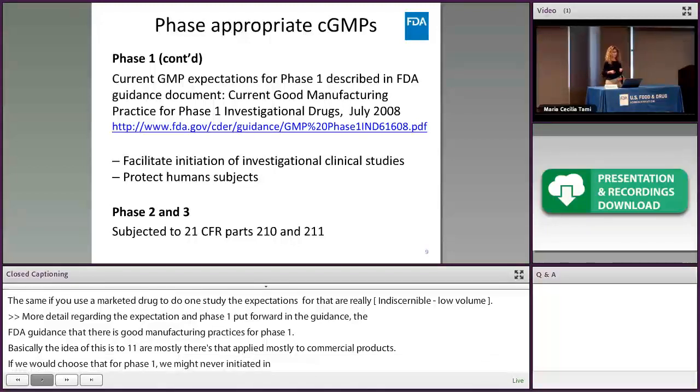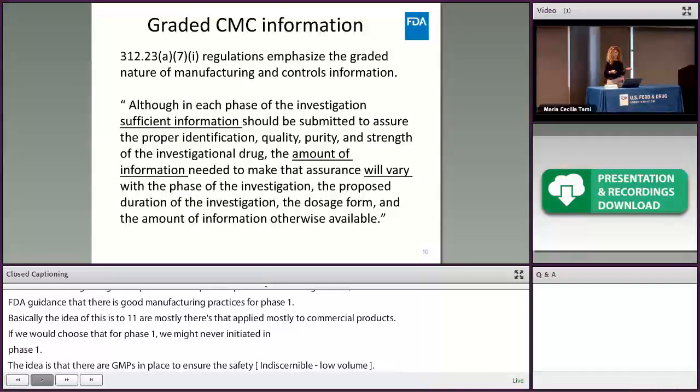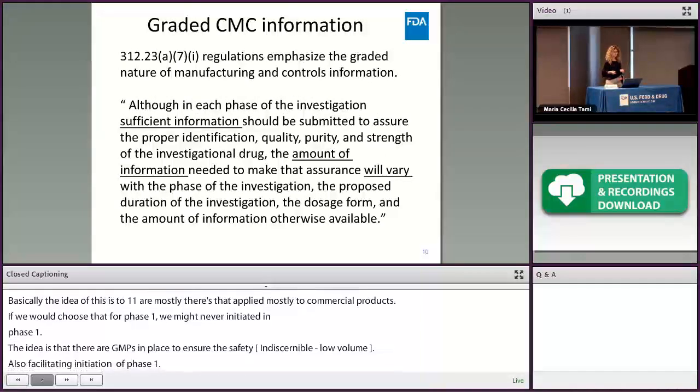And then for phase 2 and phase 3, full 210 and 211 are expected. So yesterday I talked to you about the fact that the CMC information is graded through development.